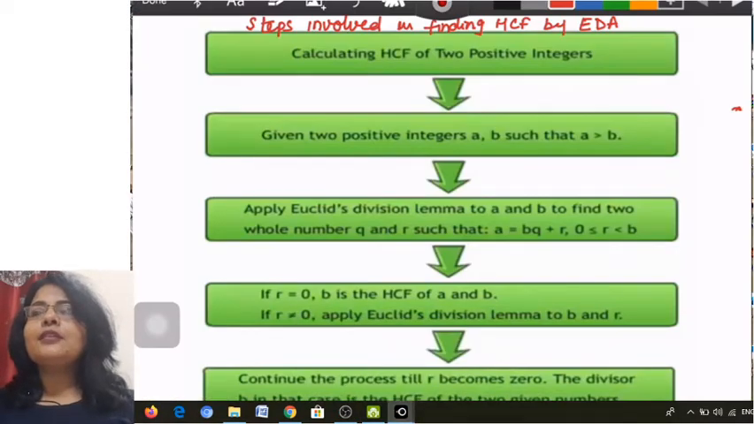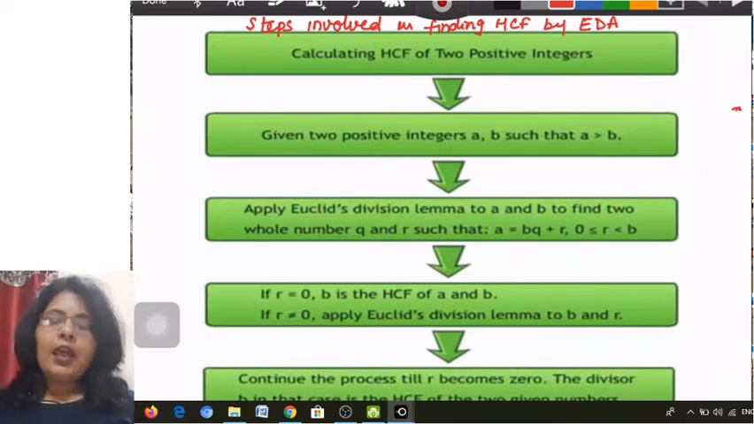Good morning, students. In the last session, we could not complete the session because of some technical glitch. So I just want to recapitulate what I have taught you in the last session. I have taught you how to find the HCF by Euclid division algorithm. I explained two questions also. I just want to discuss some steps regarding this.